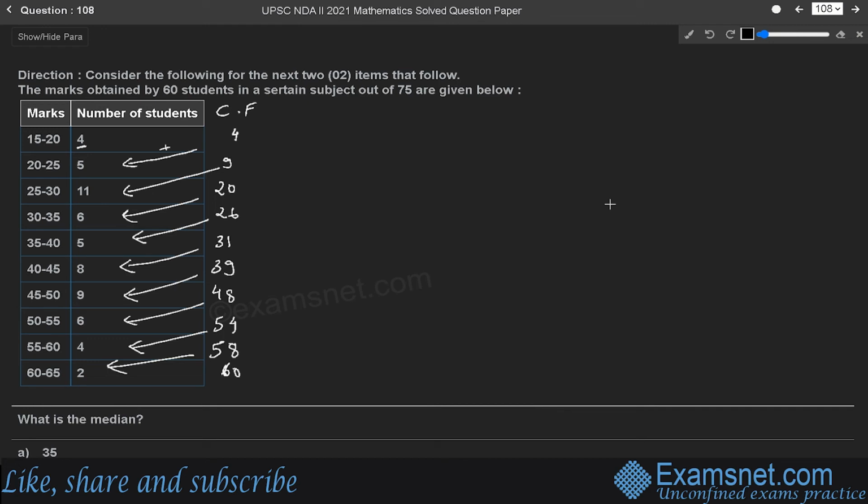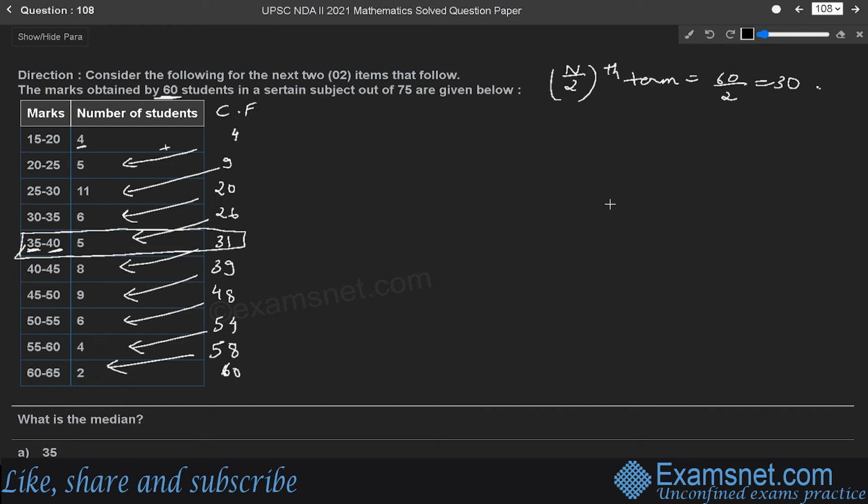We know that there are a total of 60 students. So for the median, we take the n by 2th term. So the n by 2th term will be 60 by 2, which is 30. So the median class will be in this range. So this is the median class. Here the range of marks is 35 to 40. 35 is the lower limit and 40 is the upper limit.